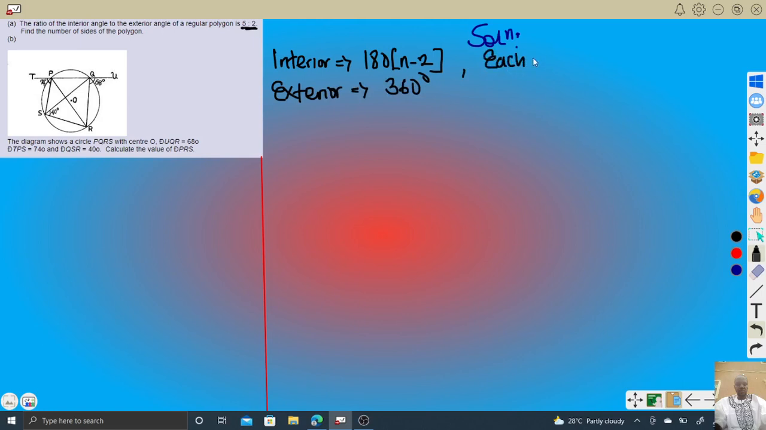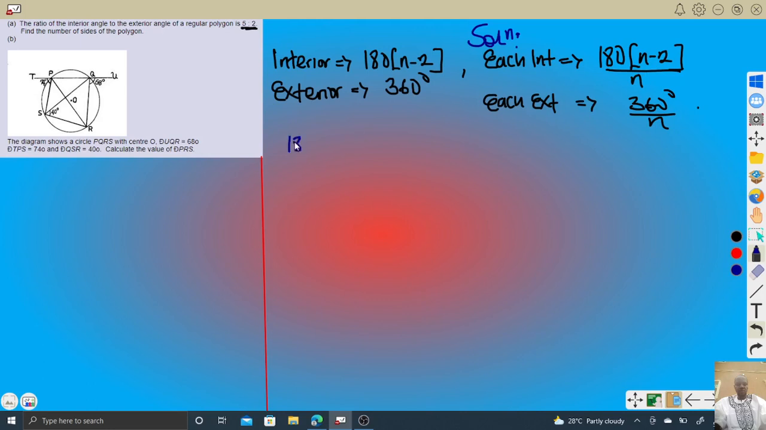Each interior angle, because it's the best way to get this: 180(n minus 2), we'll divide this by the number of sides. Each exterior, we also say 360 divided by the number of sides. So that's just what I will use directly, not to waste my time. Now we have the ratio of each interior angle to each exterior angle, which is 5/2.